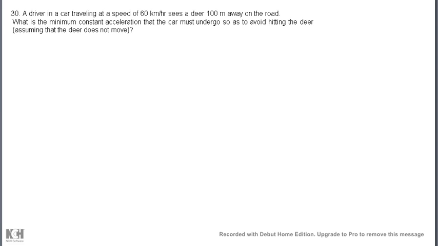Okay guys, this is a video recording for problem number 30. It says a driver in a car traveling at a speed of 60 kilometers per hour sees a deer 100 meters down the road. What is the minimum constant acceleration that the car must undergo to avoid hitting the deer?